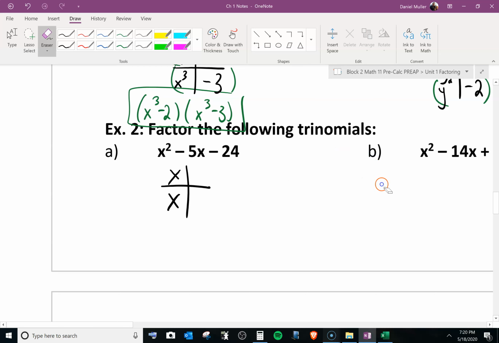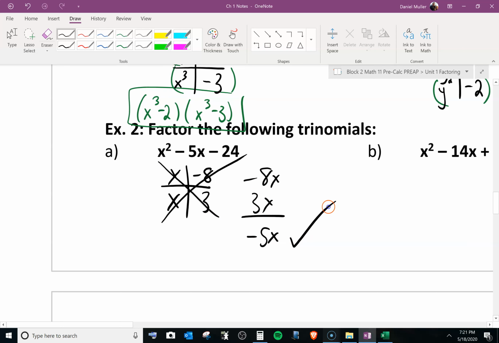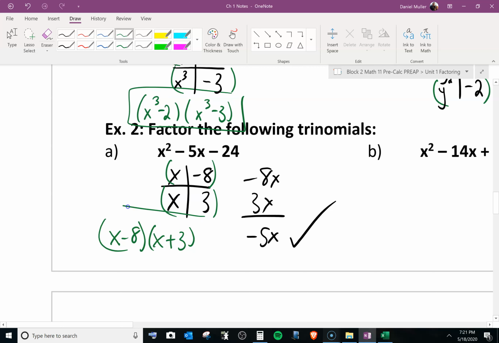So I'm going to choose 8 and 3. One of them has to be negative. So I'm going to make the top one negative for no other reason, but just to guess. And because I'm smart. So let's take a look at the diagonals. That diagonal is a negative 8x. This diagonal is a positive 3x. If I add them, I get negative 5x, which is what I need. So I have an x minus 8 and an x plus 3. There's no plus sign, obviously, but it is a positive 3. So that is fully factored.